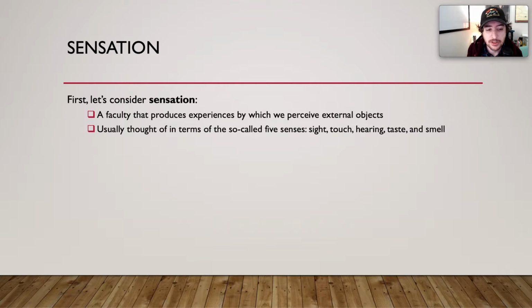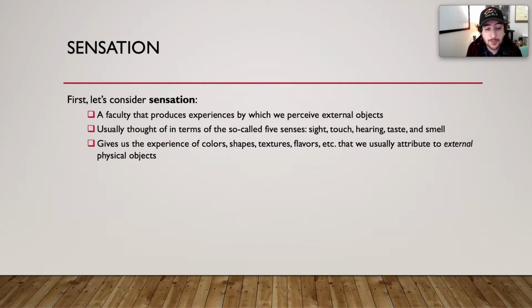So some examples. Usually this is thought of in terms of the so-called five senses: sight, touch, hearing, taste, and smell. These are faculties we have that create in us an experience that makes us aware of physical objects like tables, chairs, trains, cars, computers, microphones. So for instance, I look down at my desk and my sight, that faculty, somehow produces in me a sensory experience of a red rectangular object.